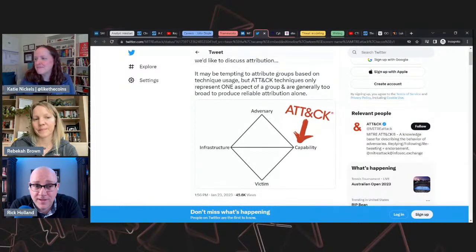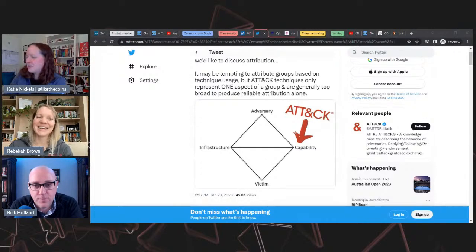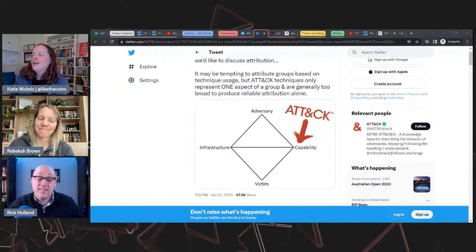I've got another one, Katie, I think we need to add to the list. I think we should have the pyramid of pain on here, and that would be a good precursor to ATT&CK, for people to be familiar with heading into the event, especially because the author will be in attendance as well. Yeah, I was actually just thinking of that.